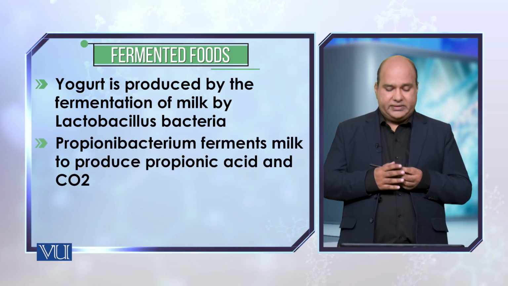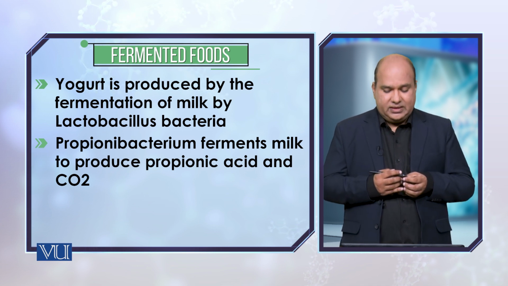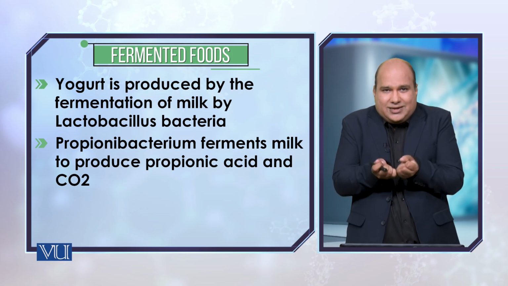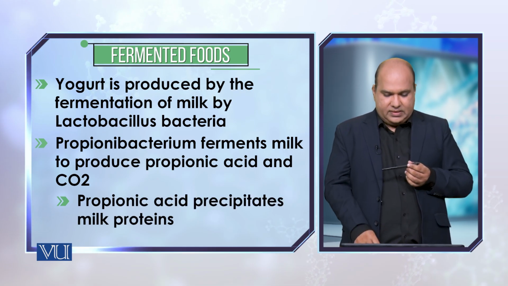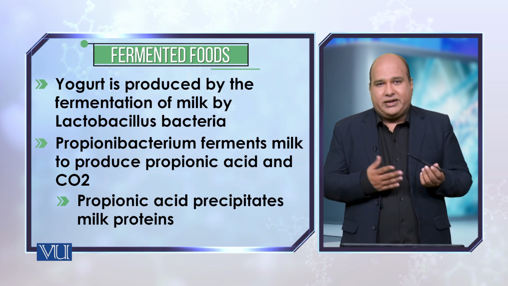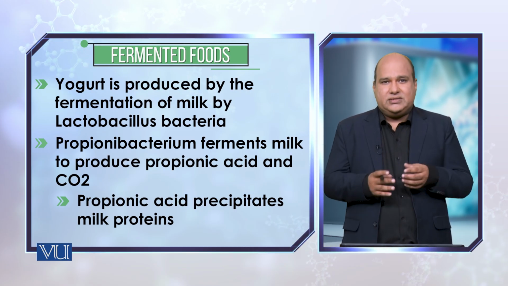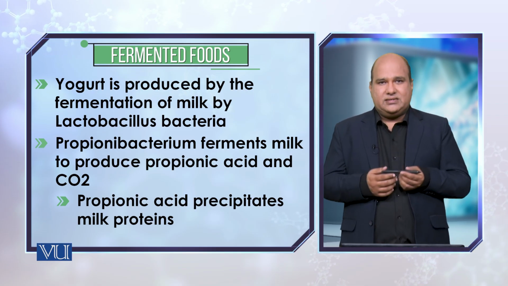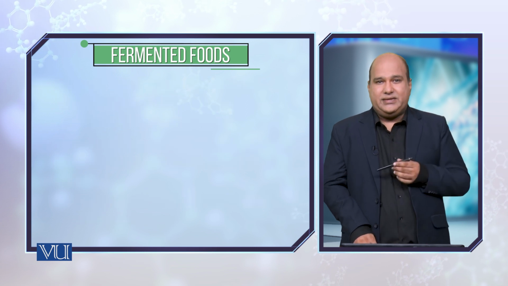Then there is propionic bacterium which ferments milk to produce propionic acid and carbon dioxide. Propionic acid then helps to precipitate out the proteins of the milk. Of course, whenever we are talking about fermentation, carbon dioxide is a product. And carbon dioxide is used in the carbonation process, which gives rise to texture and specific shape to the food particles or to whatever you are going to make. Cheese is a very important example here.